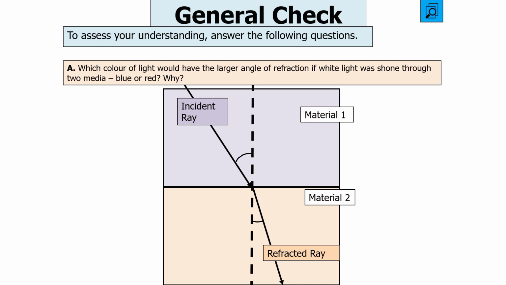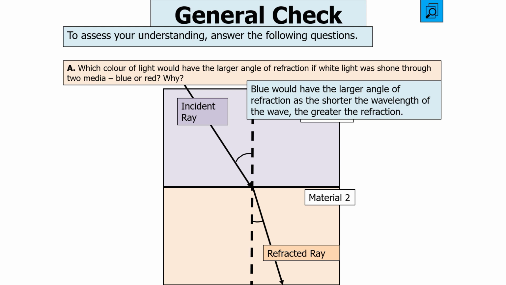Which colour of light would have a larger angle of refraction if white light was shone through the 2 media, blue or red, and why? So pause the video now, then unpause the video when you want to go through your answers. Blue light would have the larger angle of refraction, as it has the shorter wavelength of wave, giving the greater refraction.